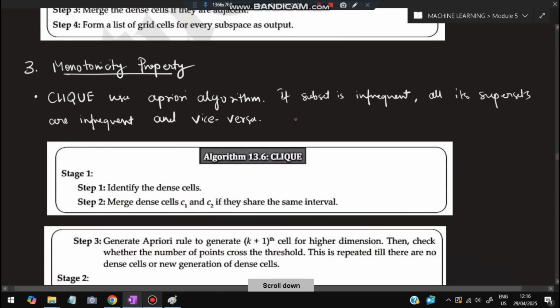The third one is the monotonicity property. Here it uses the Apriori algorithm. If one subset is infrequent, meaning it is not frequently occurring, no matter how many supersets you form from it, they will all be infrequent. Or if this is formed from another bigger set, that will also be infrequent. Both ways it is possible. If it is frequent, it is frequent in both cases. By frequent and infrequent, I mean whether the values we are getting here are relevant or not.